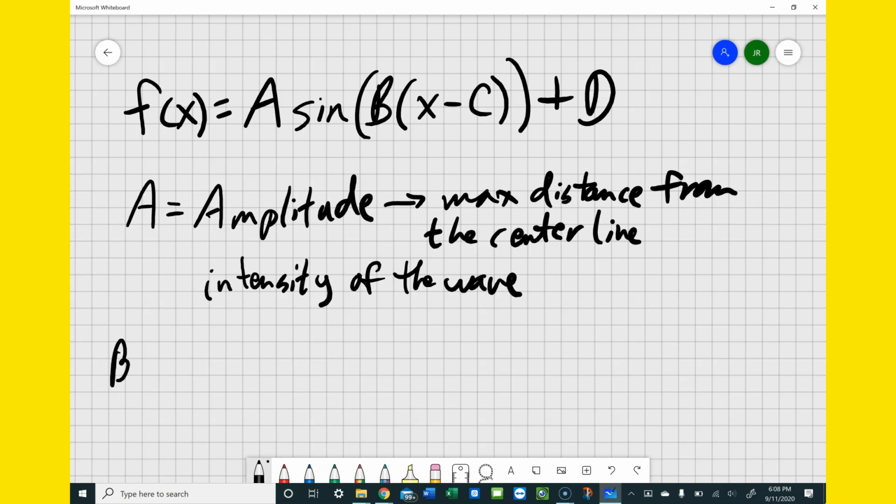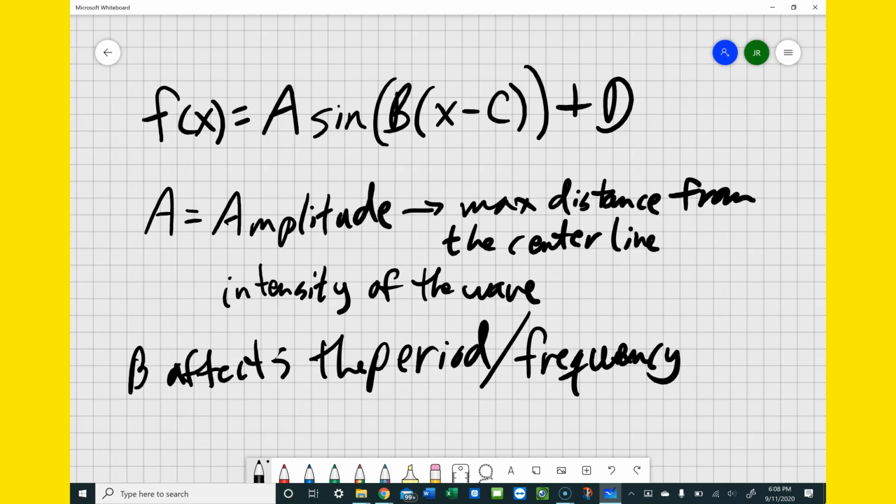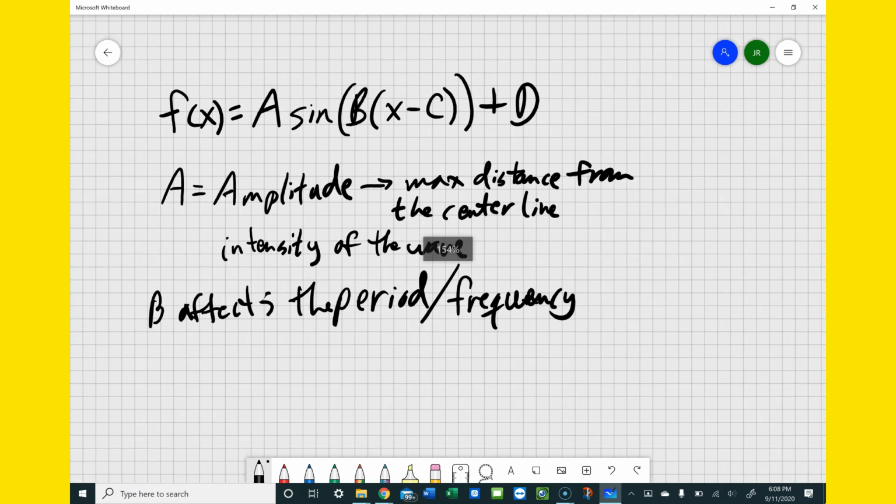B affects the period and frequency. So B is not the frequency, but it affects the frequency in a particular way. A actually is the amplitude, but B is not the frequency or the period. It just affects it, and here's how it affects it.